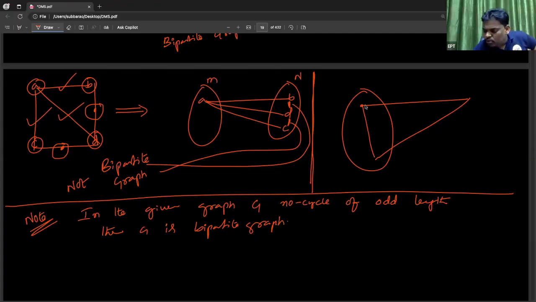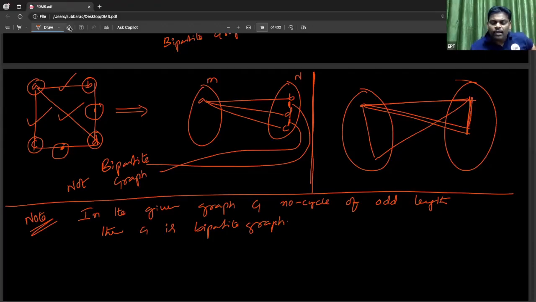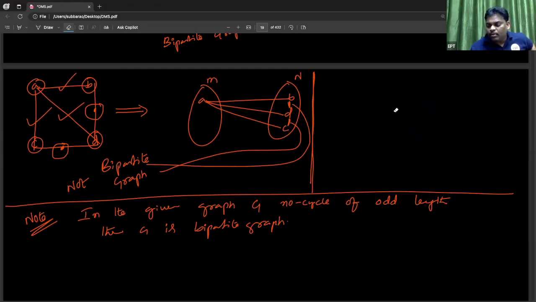Or one more possibility, like this. Odd length cycle, this is the problem. Within the M there may be an edge, or within the N there may be an edge. So any graph which doesn't have an odd length cycle is a bipartite graph. I'm repeating once again. Any graph which doesn't have an odd length cycle is a bipartite graph. You got it? In the given graph, odd length cycle is not there. It is a bipartite graph.